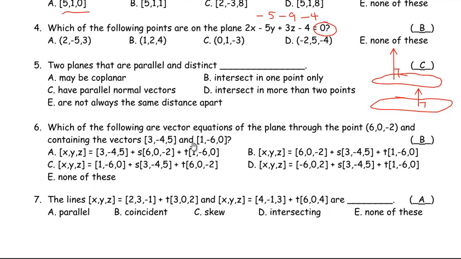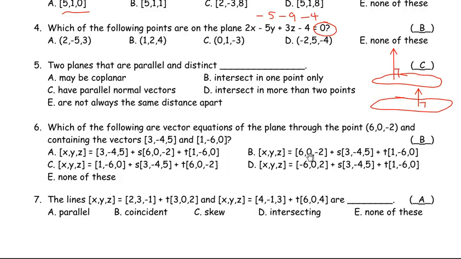Question number 6, which of the following are vector equations of the plane through the point 6, 0, -2 and containing these vectors? And the way these go, the first vector here is called the position vector of a specific point on the plane. That's the only point we're given. So B is the correct answer here.